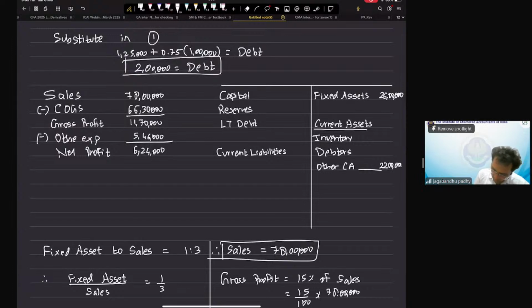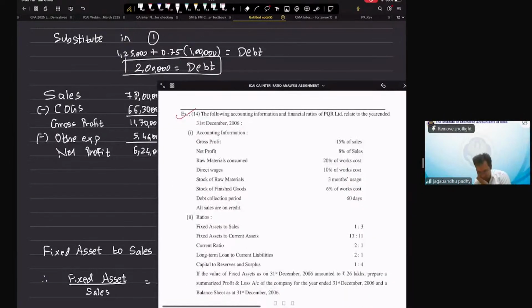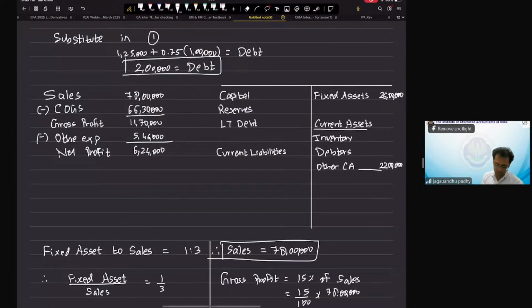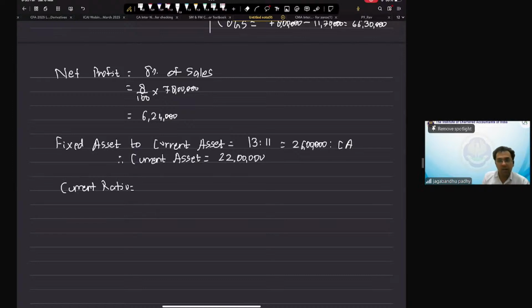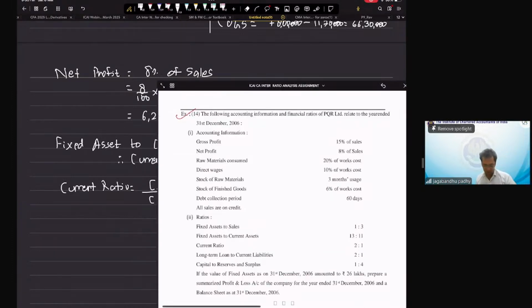We need to calculate the individual value. That we will calculate using the other ratios. Fine. So we got the current assets. Now the time is to calculate the current ratio. I will use the current ratio. Current ratio is computed as current assets upon current liabilities. We say current asset to current liability is 2 is to 1.